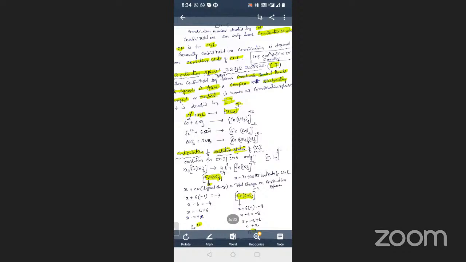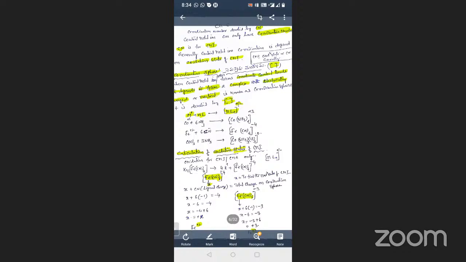After writing the coordination number, in brackets you have to write the charge of the ligand. We have to see whether it is a neutral ligand, negative ligand, or positive ligand. That is equal to the total charge on the coordination sphere. For easy understanding, I am going to write it like this: total charge on the coordination sphere.